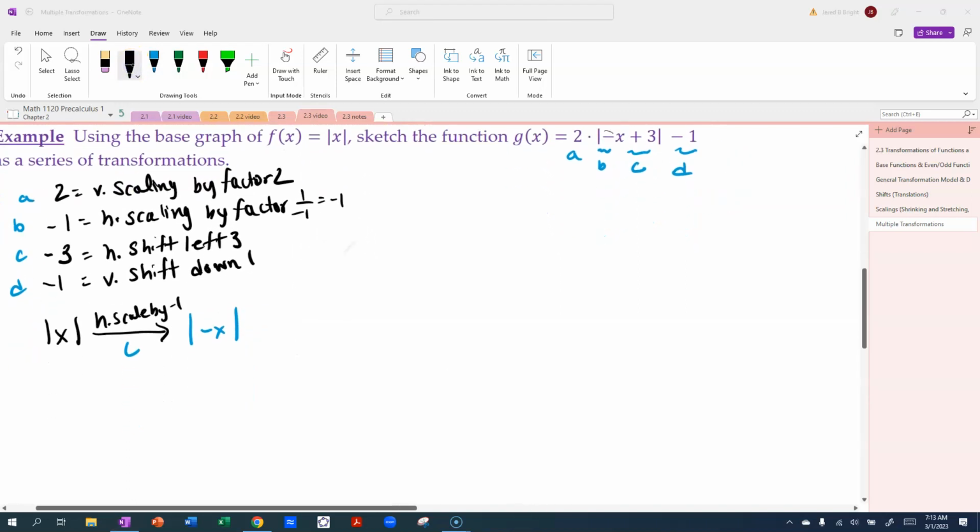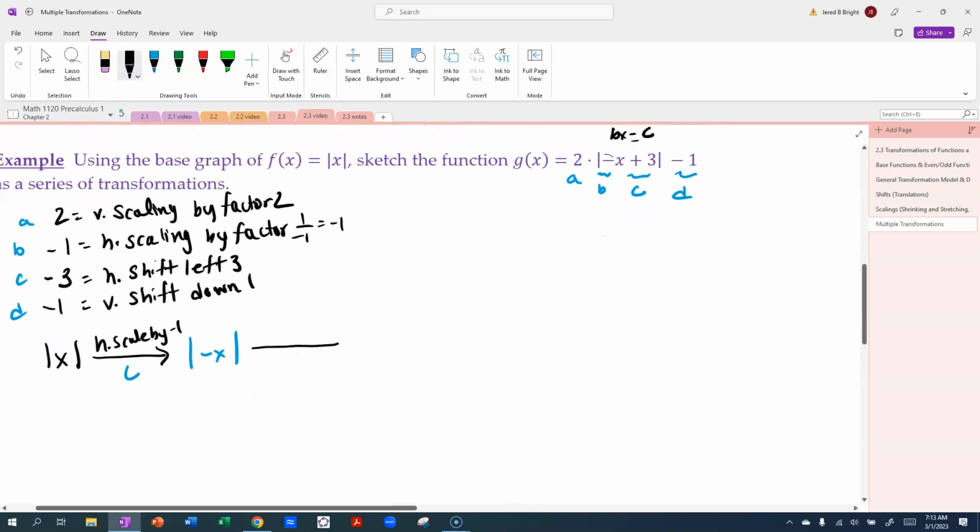Next, my next transformation would be the B transformation. And so this is going to be, let me go back, that was wrong.